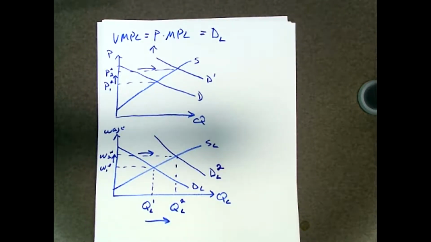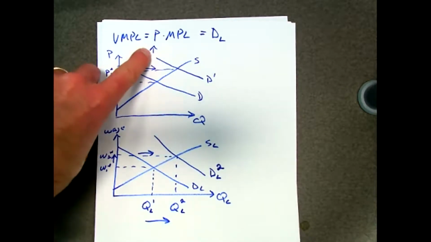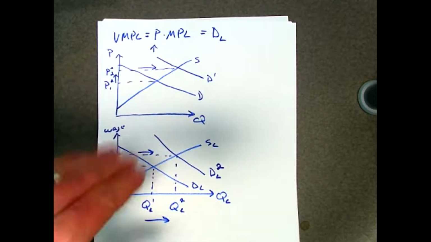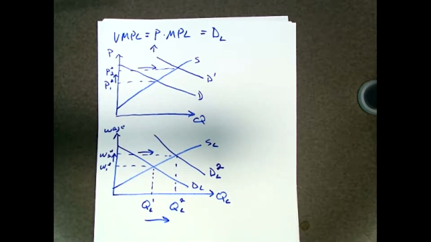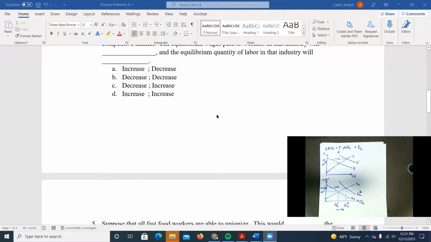Any questions there? I could do a demand decrease in the product market, or maybe a supply increase in the market. And know, okay, that's going to change my price. And then because my price changes, that's going to shift my demand curve for labor. Okay. Any questions on anything there? Okay with that? All right.